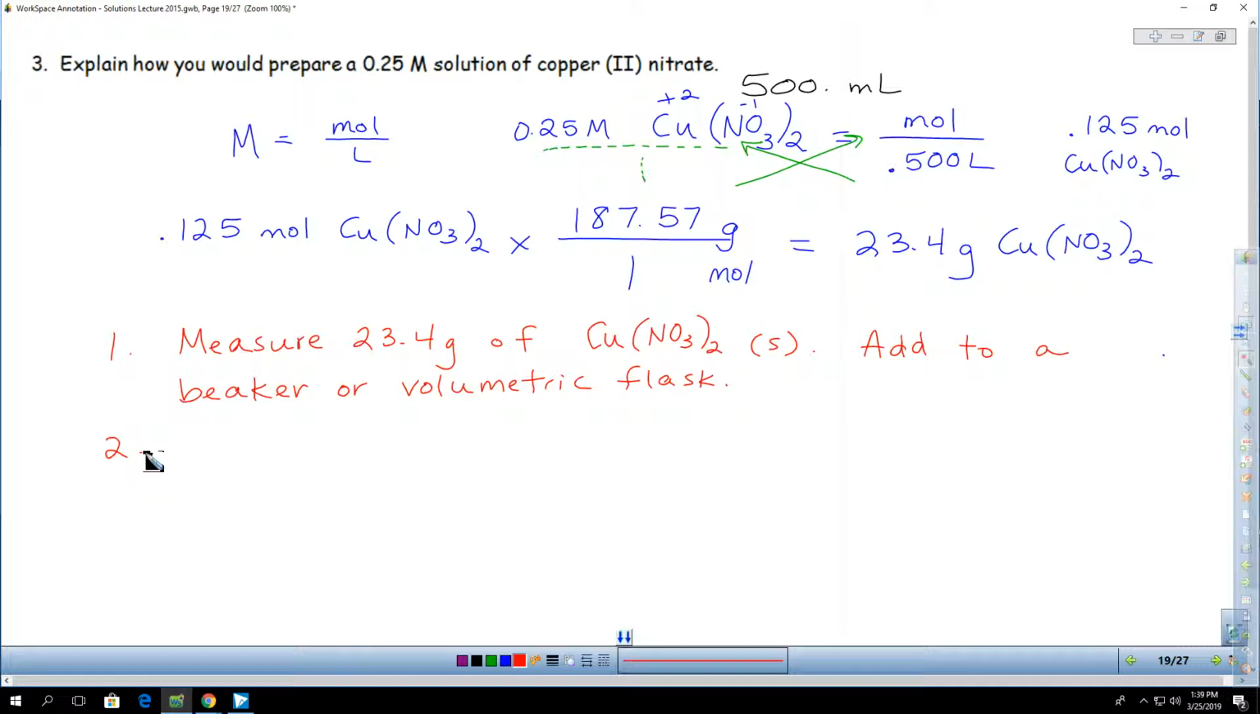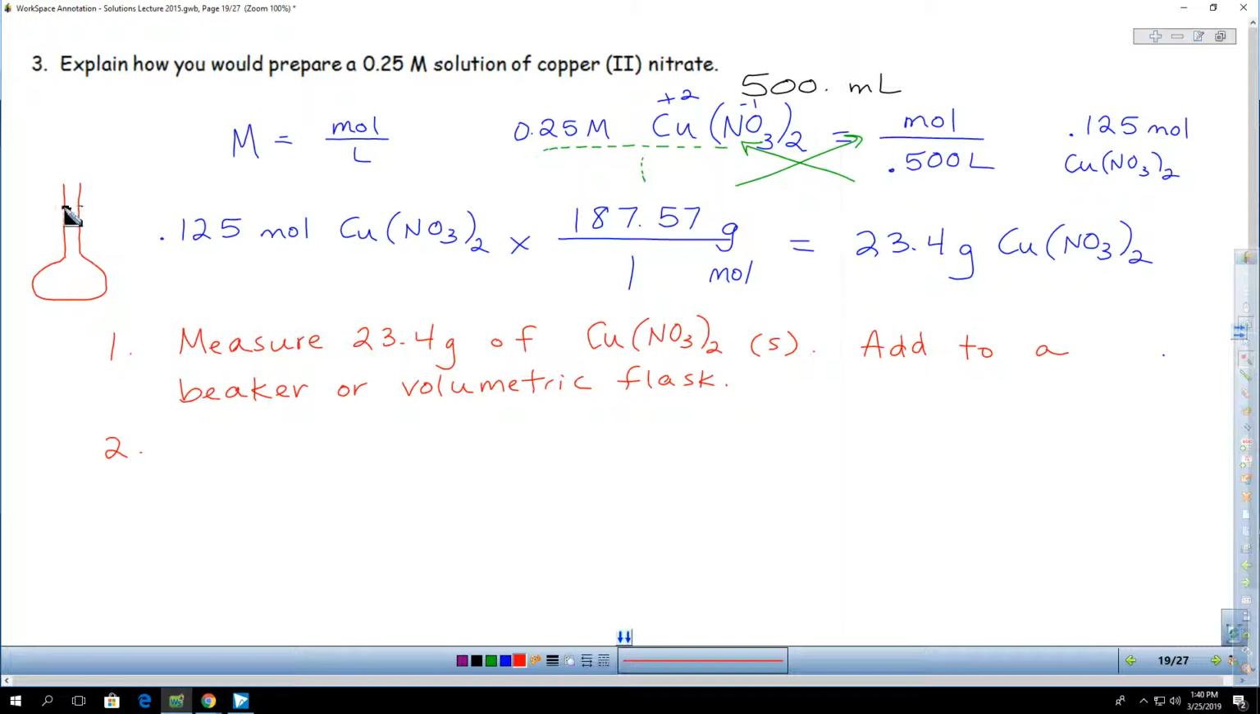The other option is something called a volumetric flask. And we'll look at these in the lab. Volumetric flasks are a little bit different than the flasks that are in your drawer. They have a really long, skinny neck, and then here's the bulb on the bottom. Something like that.